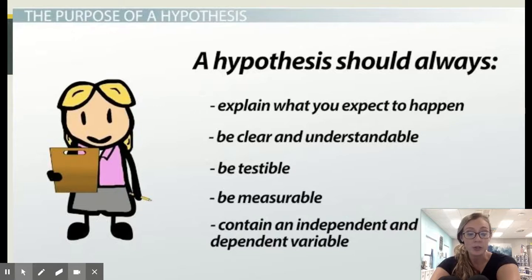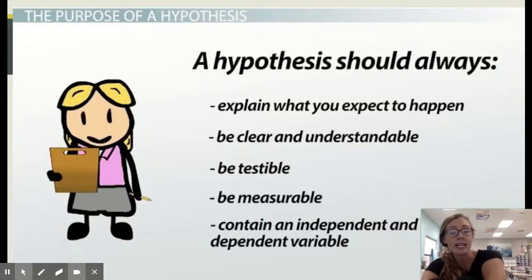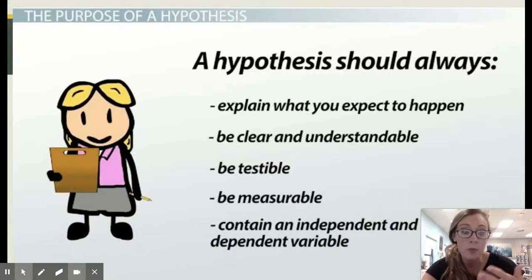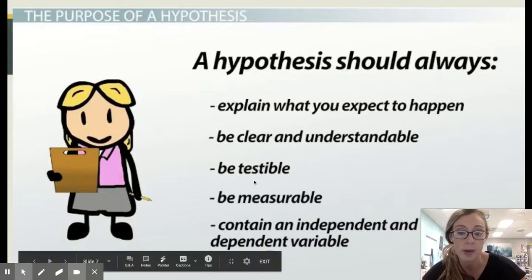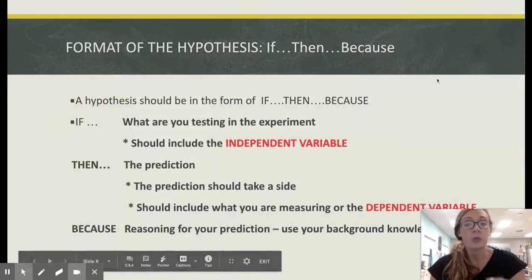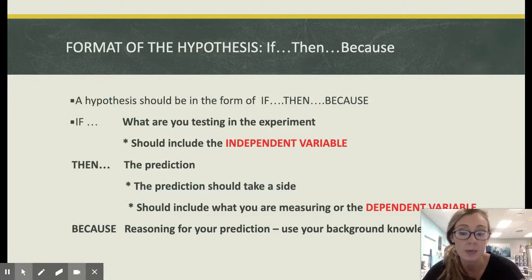It has to be measurable, so we have to be able to collect data on it. And then it has to contain an independent and dependent variable. And we're going to get into what those are in a couple of days. But your independent variable is what you are going to be testing. Okay, so that's what you're going to be changing. So in just a minute, we're going to practice that, okay? And this will make more and more sense the more you practice it and when we talk about independent and dependent variables.